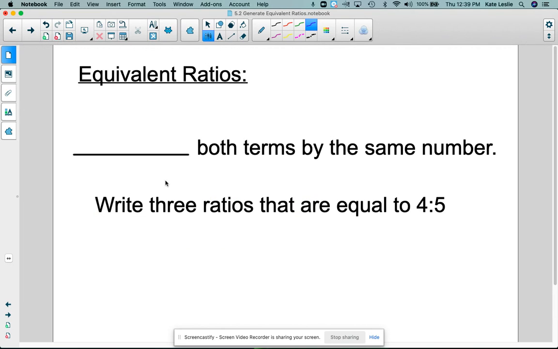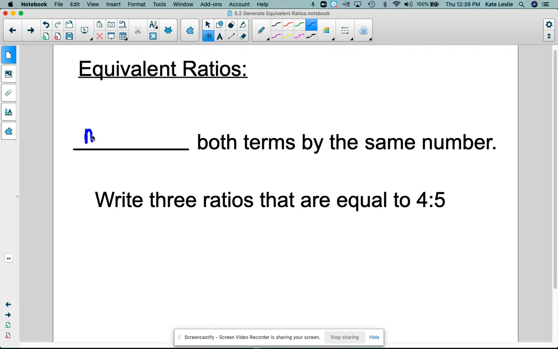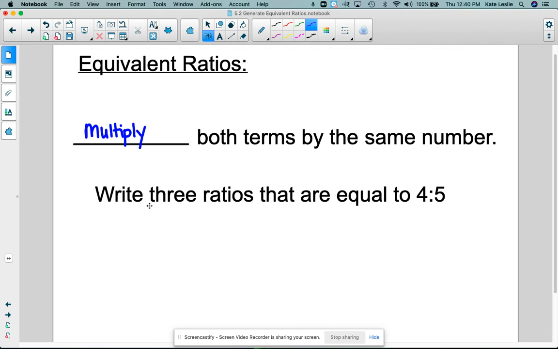Another way that you can find equivalent ratios is if you multiply both terms by the same number. So just the opposite inverse operation of dividing for simplifying. So if they wanted me to write 3 ratios for the ratio 4 to 5, I'm going to rewrite this like a fraction because sometimes it's easier to multiply both when it's in fractional form. So this is the ratio 4 to 5. An equivalent ratio to this would be 8 to 10. All I did was multiplied both of these values by 2. So an equivalent ratio for that would be 8 to 10.